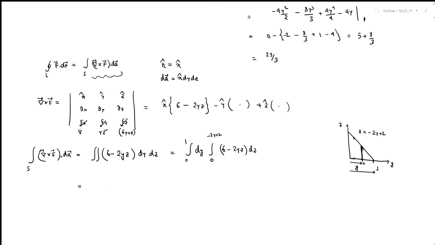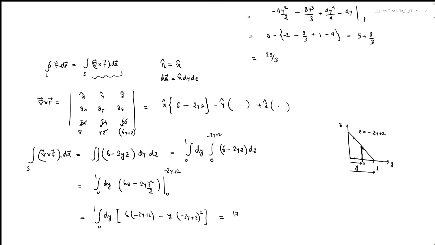So now we have that our integral is equal to 0 to 1 dy of 6 minus 2yz dz. This will become 6z minus 2y z squared by 2, and the limit is 0 to minus 2y plus 2. Finally, you will have the integral of dy 6 times minus 2y plus 2 minus y times minus 2y plus 2 whole squared. Now this integral is only in y. Simplify it, and it will come out to be equal to 17.